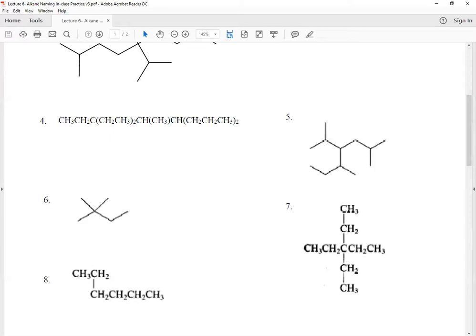And now number 8. A lot of students would tell me that this is a 4 carbon chain with an ethyl group on it. Is that correct? It's just hexane, right? How come this is just hexane? There are no substituents here, right? So it's just hexane. That's a trap a lot of people fall into.